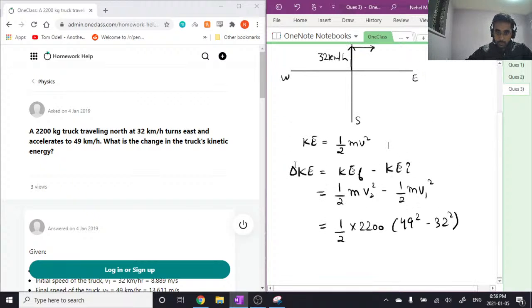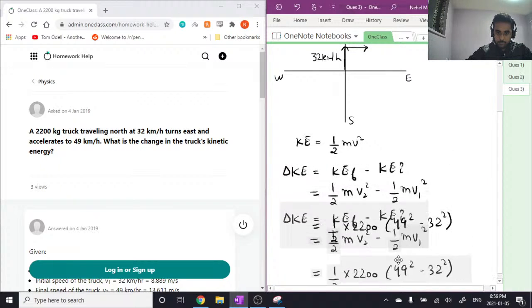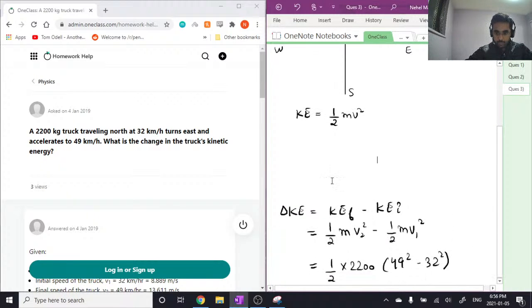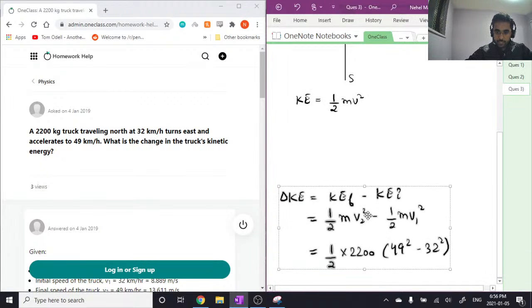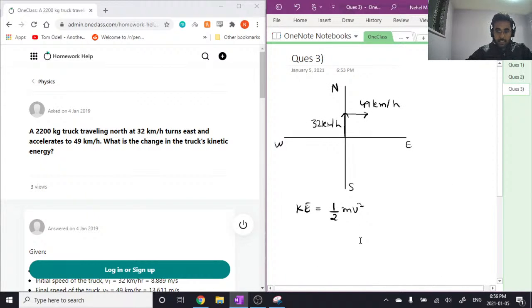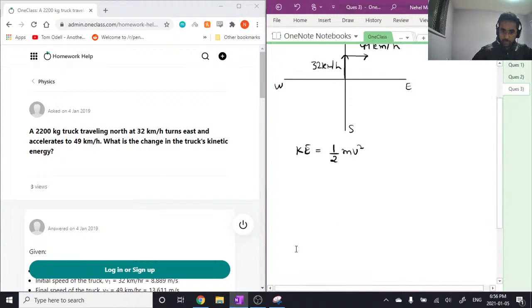actually, I just noticed one thing which we do need to do, which is conversions. Since the unit of energy is joules, which has the standard units meters per second, we need to convert this as well before we proceed any further. So the conversion is as follows. We go from 32 kilometers per hour. 1 kilometer has 1,000 meters.